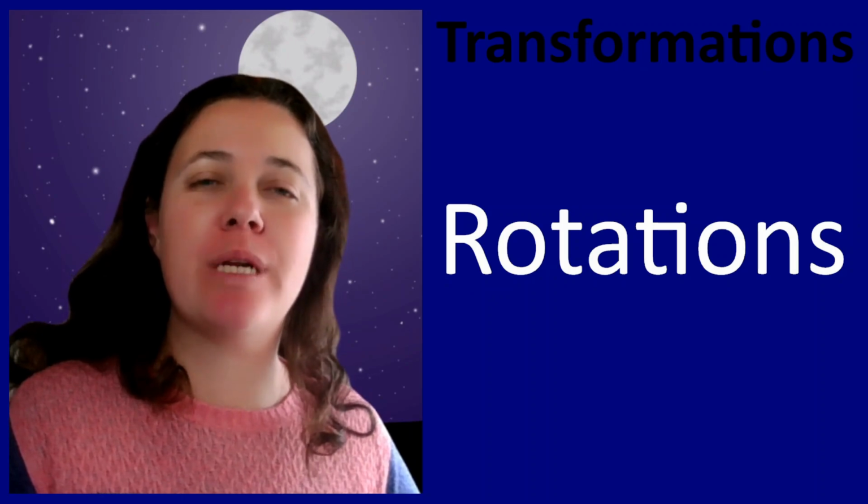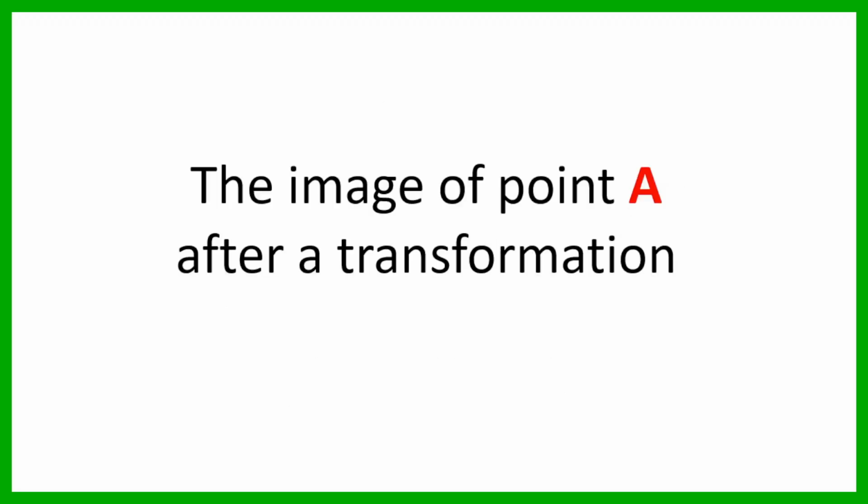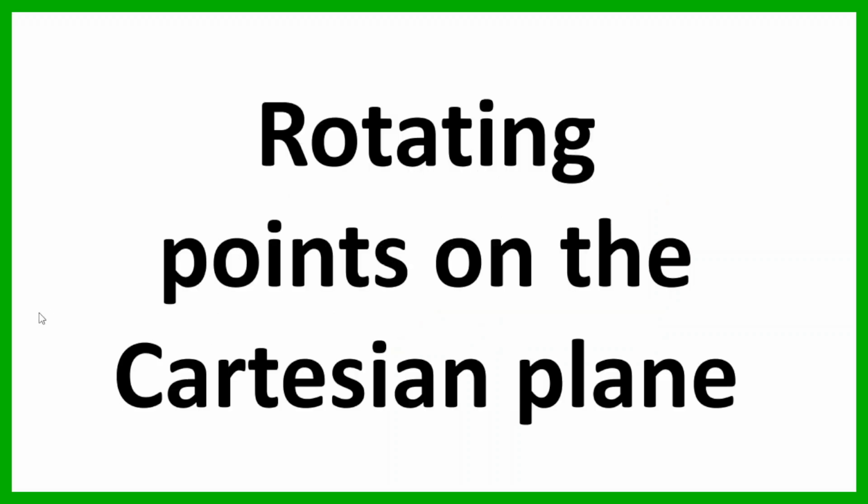Before we start, I just want to quickly remind you that when we are transforming points and shapes, the image of point A after a transformation is called A prime. So anytime you have any point that is being transformed in any way, you can have it translated or reflected, as we've already learned about before. Today we're going to be learning about rotations. That point is going to change from whatever it is, so it could be A, and then it'll become A prime, or if it's B, it'll become B prime, and so on. Okay, so now let's go on to rotating points on the Cartesian plane.